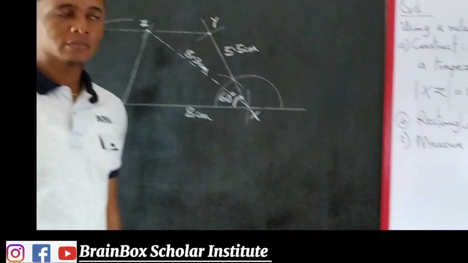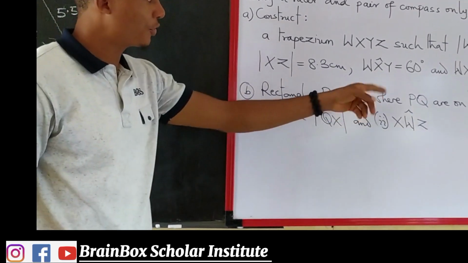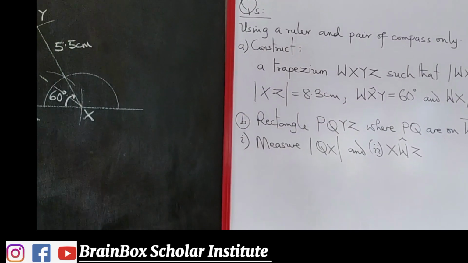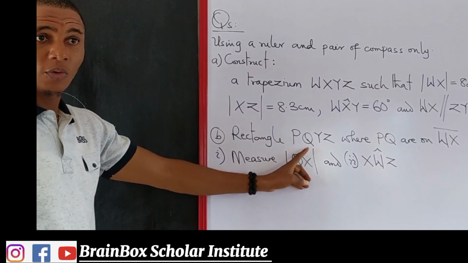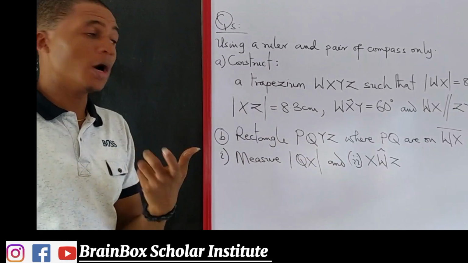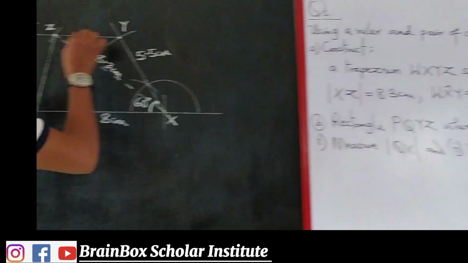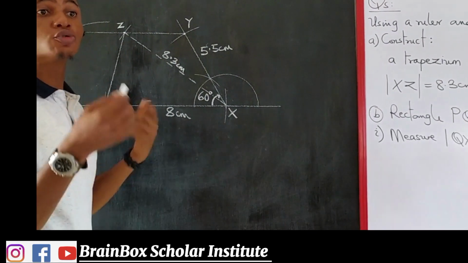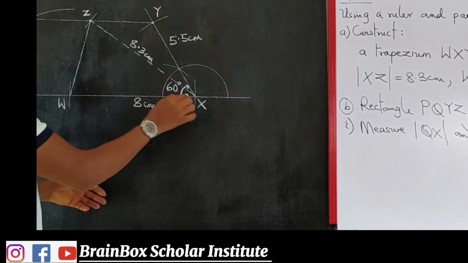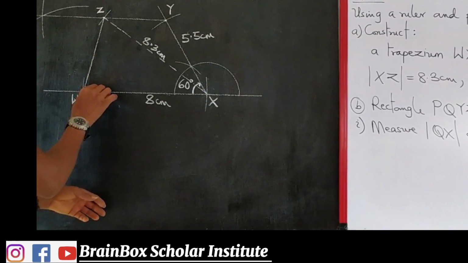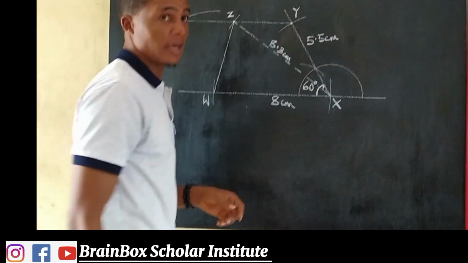They said a rectangle PQYZ, where P and Q are on the line WX. Now watch. I want to draw a rectangle PQYZ. Out of these, two of the letters are already present. So for me to draw a rectangle, I have to draw a vertical line to touch the line WX, and from here draw a vertical line to touch the point on WX, so that P and Q will be present on the line WX. Are you following? Yes.